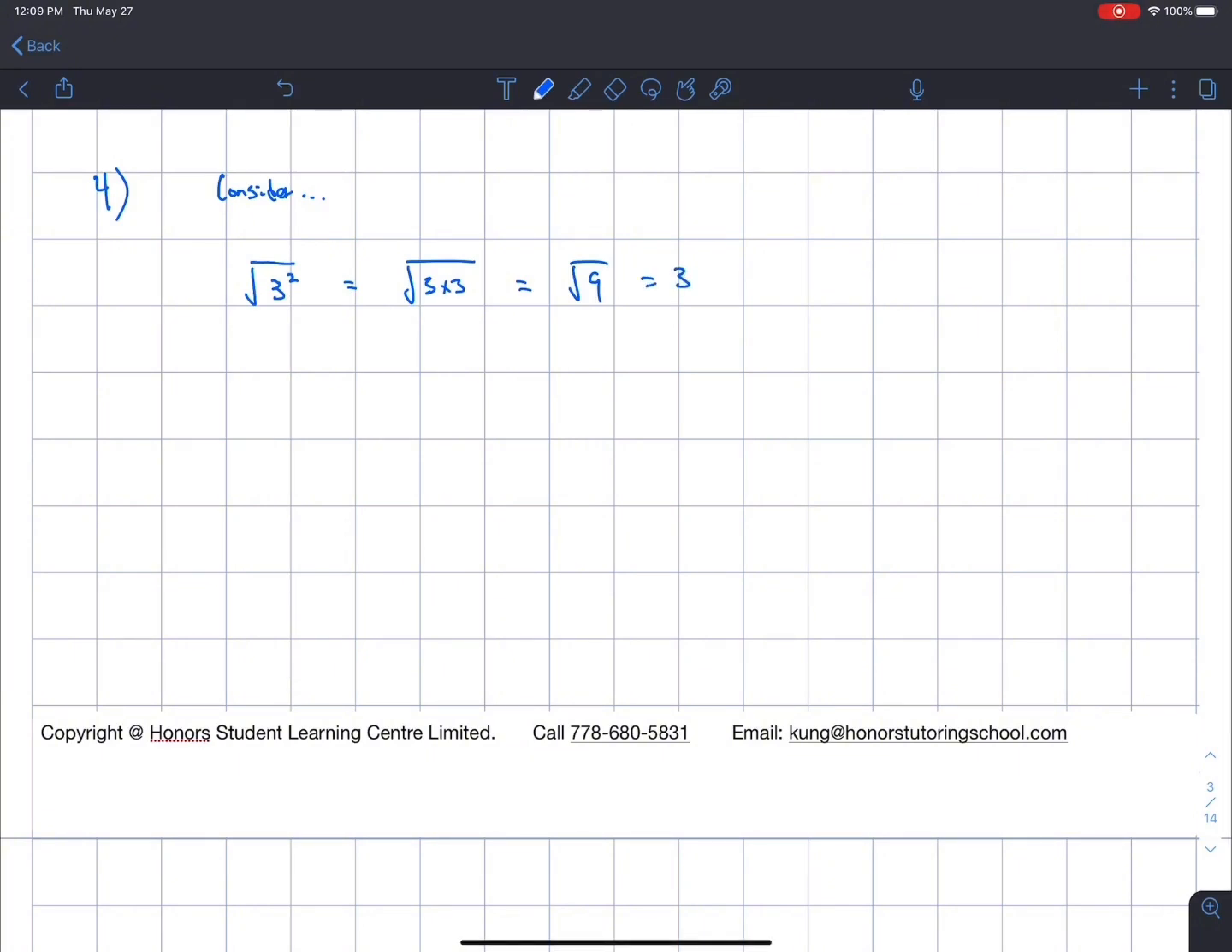The shortcut is, if someone asks me what is the square root of 3 squared, I can just say it equals 3. Because in math, the square root and square cross each other out. So that's the algebra operation to get rid of the square or square root. Okay, so square and square root cancel each other out in math. So that's what we need to know for question 4.